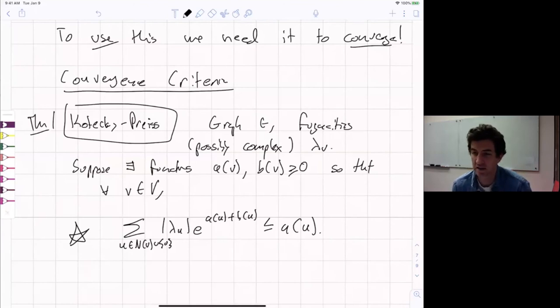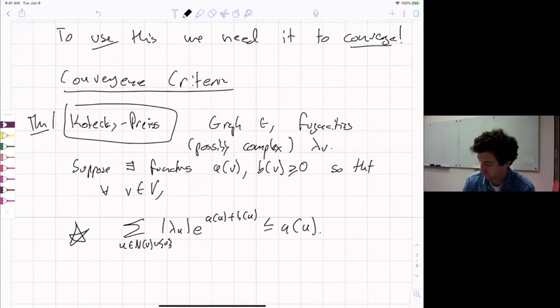Good. Mohan asked a good question. Is the Ursell function computationally intractable? You can compute it in vertex-exponential time. It's an evaluation of the Tutte polynomial. There's no known algorithm to compute it in polynomial time, but you can do it in exponential time.